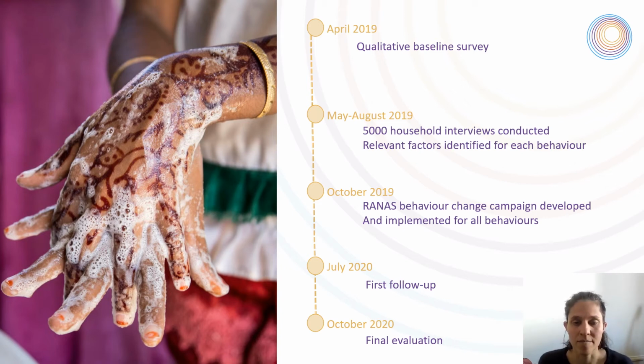We assessed information on the behavioral factors, the Ranas factors, and the behavior, and the outcome of this quantitative survey was then used to develop behavior change campaigns for each of the selected behaviors. Then the campaigns were implemented, and you know what happened then. We had to stop everything due to the COVID-19 pandemic, and we did our first follow-up only in July 2020, still on only 4 target behaviors, because those were the ones that were still implemented, like handwashing, for example. And then the other activities continued, and we had our final evaluation in October 2020.